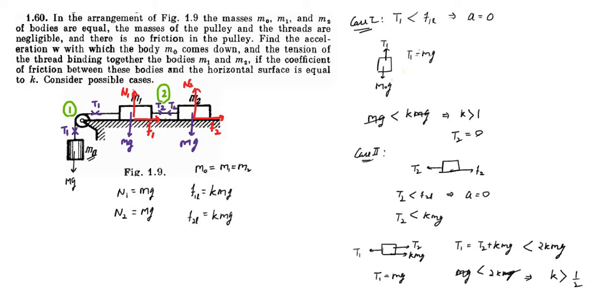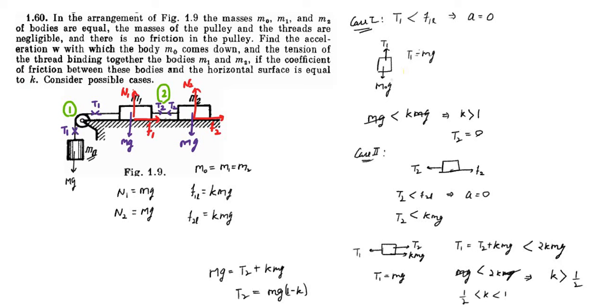So we already have k should be greater than 1 for case 1. That means for this case k should belong from 1 by 2 to 1. So in this case we can calculate the value of T2. Here T1 is equal to mg. So we will have mg equals T2 plus kmg, and the value of T2 will be equal to mg times 1 minus k. So this is the value of T2 in the second case.